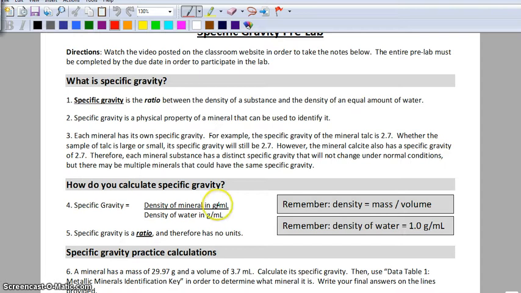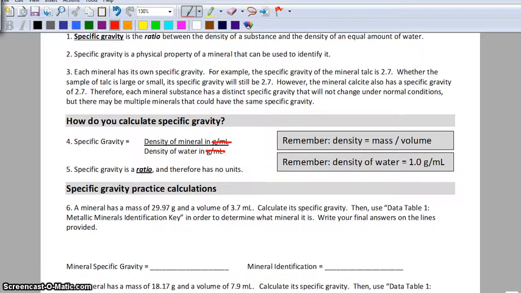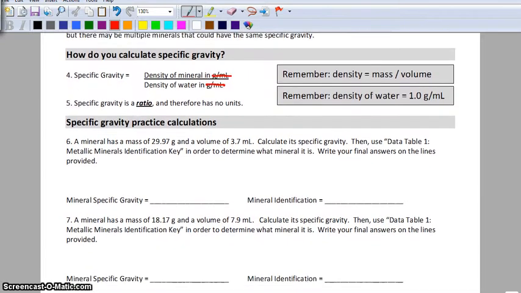What you should note is if you have grams per milliliter on the top and the bottom, they will cancel out. So there are no units associated with specific gravity because remember, it is a ratio. It is comparing two things, the density of a mineral to the density of water. All right, let's do some practice calculations now that we have our background information.